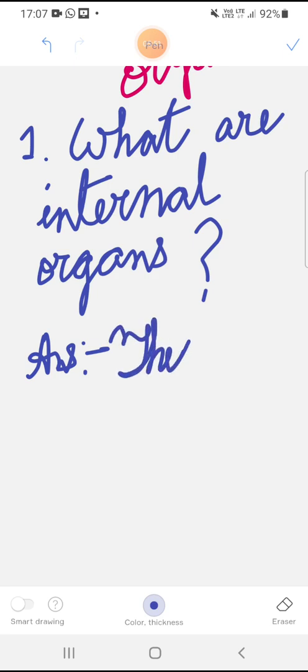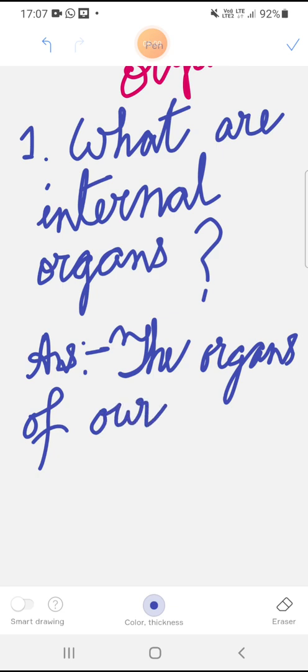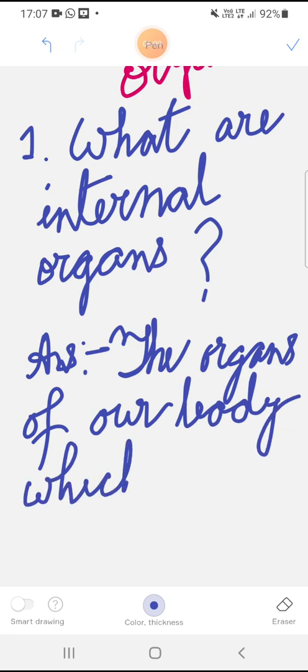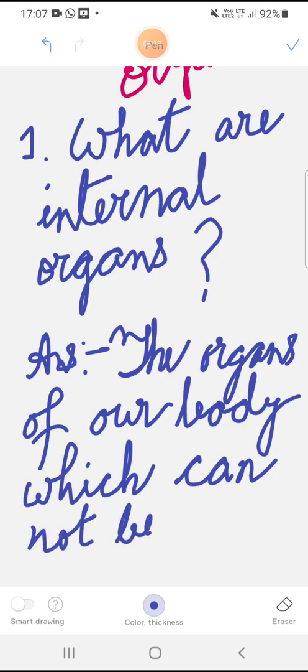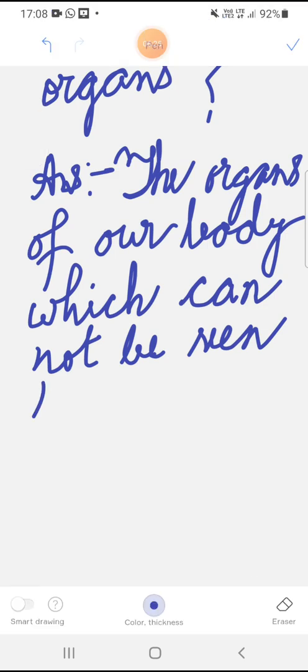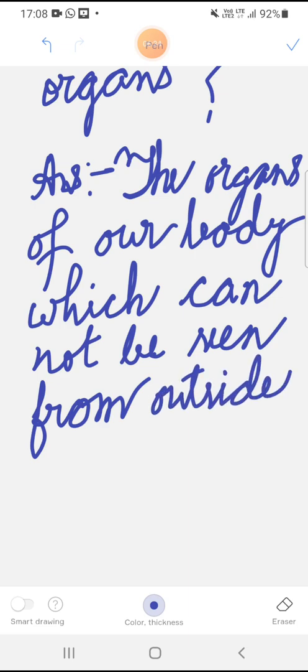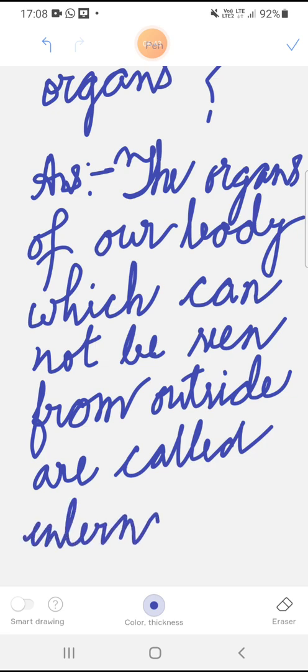The organs of our body which cannot be seen from outside are called internal organs. So this will be the answer, students.